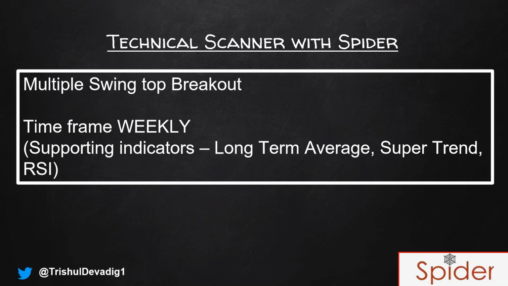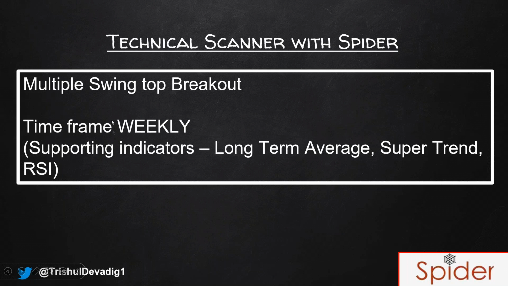What I have done in the technical scanner basically is I have not used one swing percentage. I have used multiple swing top breakouts. Like the top that we are going to find has created multiple swing tops over there. That is going to be a strong swing breakout. And the time frame I have chosen as weekly.